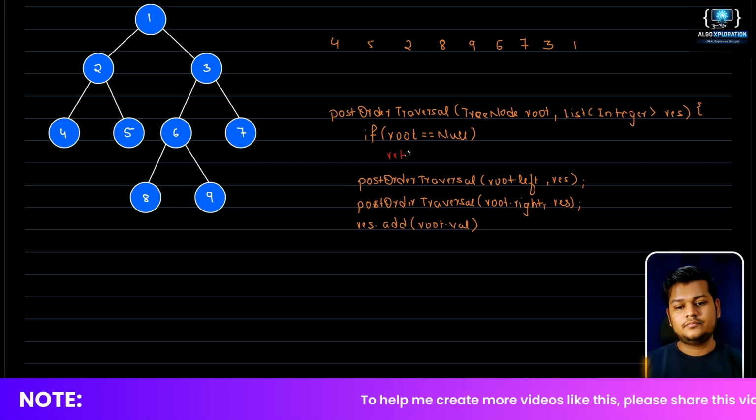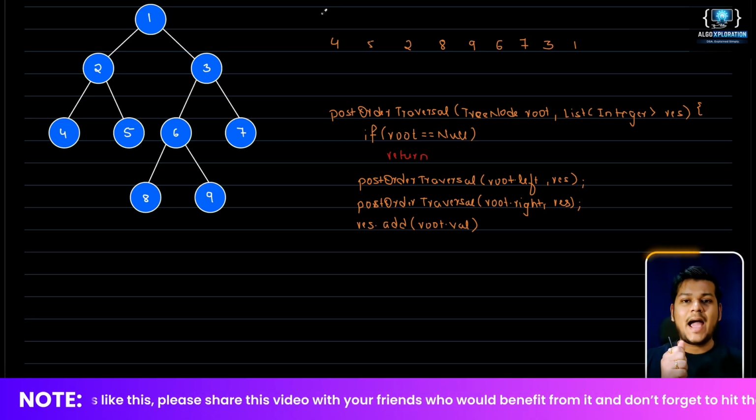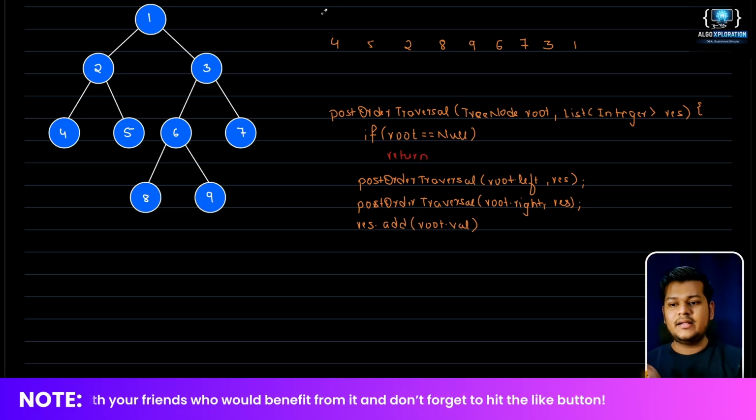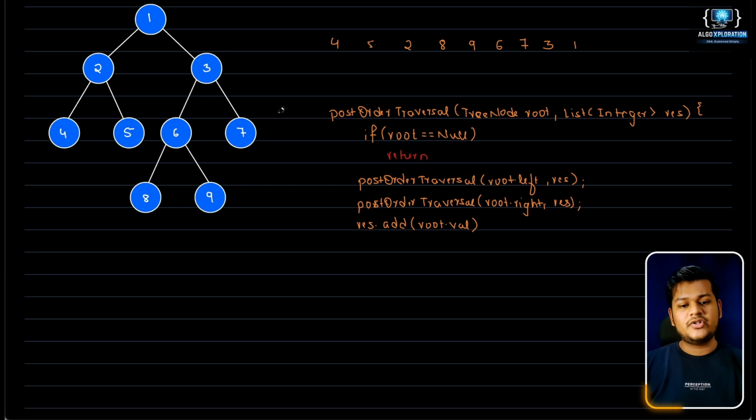So return. Okay. And also let me tell you that over here we are just adding the data in the resultant list. We are not doing anything else. Due to that reason, the return data type of this function is void. And that's it. We are done.